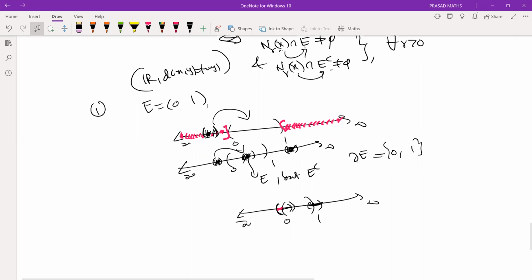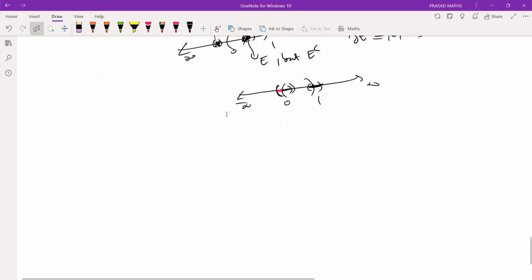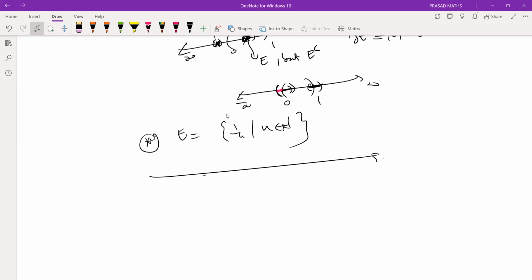Hello? Is it clear? Yes, sir. Suppose you take another example, the set of 1/n such that n belongs to N. What are my boundary points? What are my boundary points? 1, 1/2, 1/3, and so on.